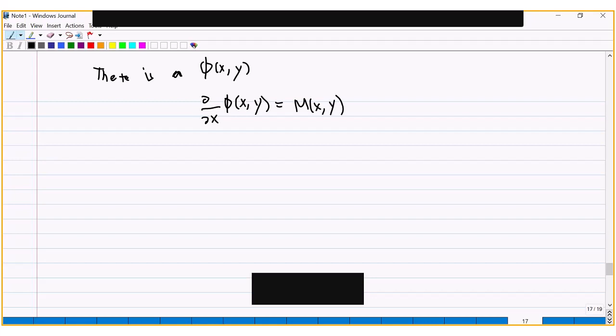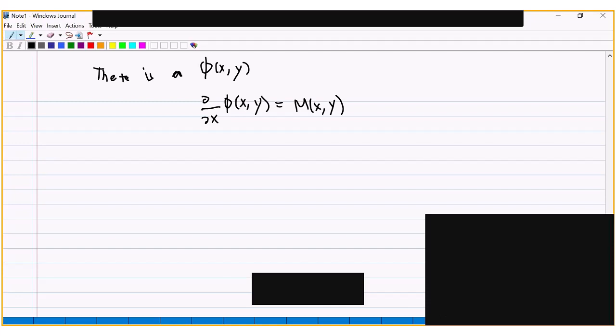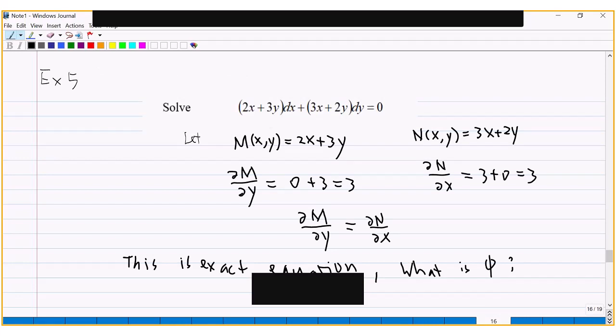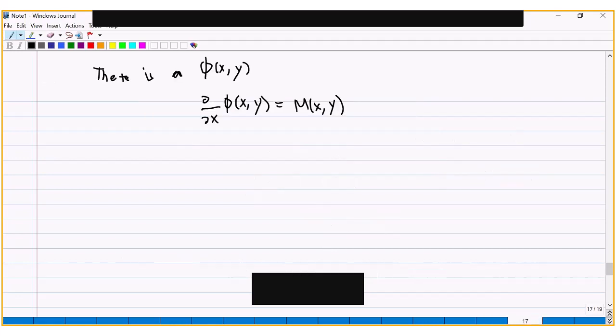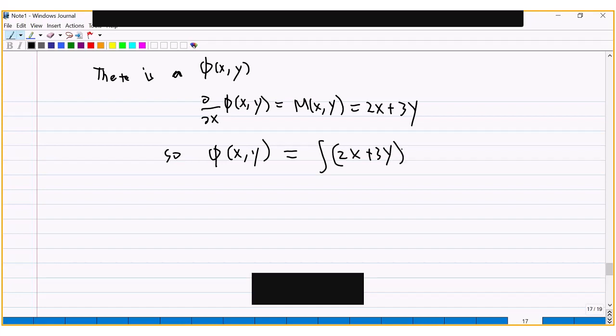Now we know M is equal to 3x plus 2y, right? Oh, sorry, M is 2x plus 3y. So how do you find this function now? The partial derivative with respect to x is 2x plus 3y. So what is this function? You just integrate with respect to x here. So integrate 2x plus 3y with respect to x.